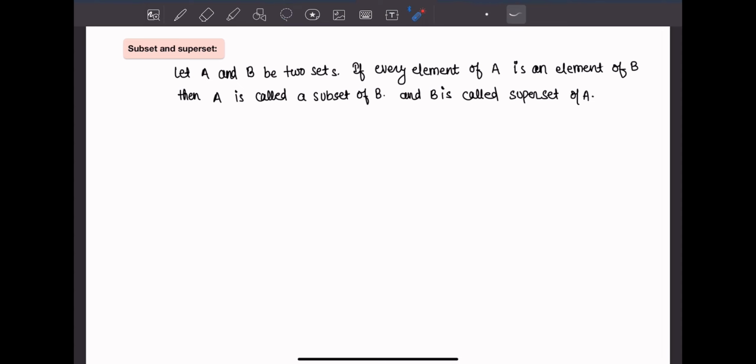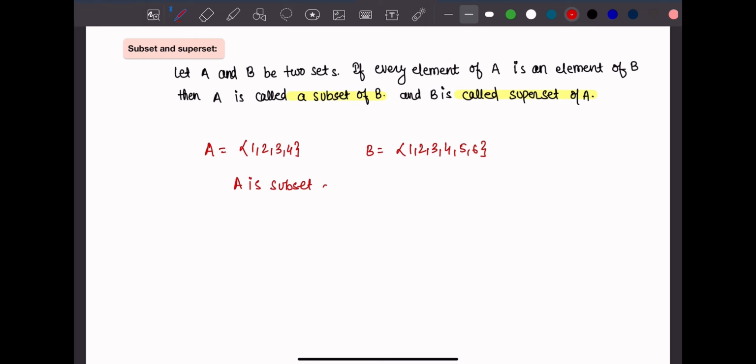For example, suppose we have a set A with elements 1, 2, 3, 4, and B is a set with elements 1, 2, 3, 4, 5 and 6. Here I can see that the elements of A are coming from set B, which means we can say that A is a subset of B.